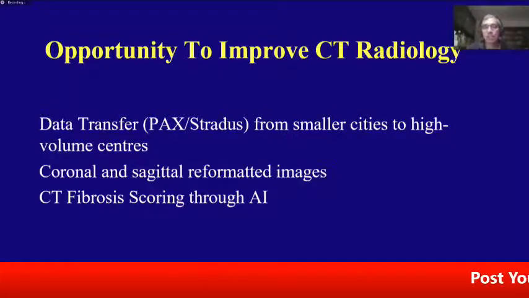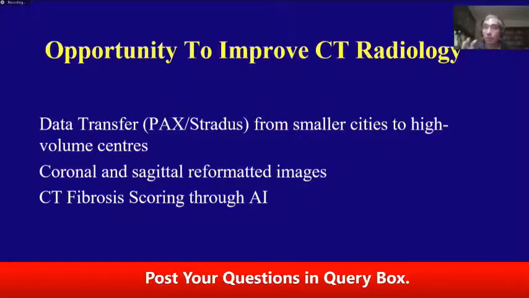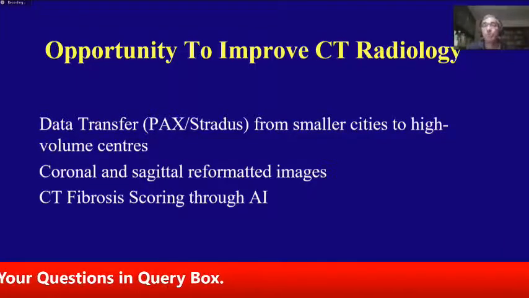You can also get coronal and sagittal images, and now through artificial intelligence, we can get CT fibrosis scoring. So I think in the COVID pandemic, this is a time to actually introspect and reflect on how we've been looking at scans.